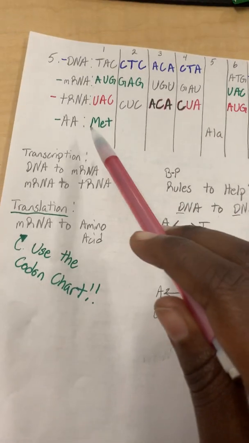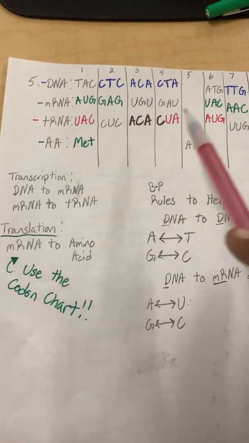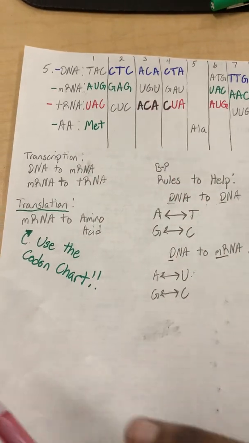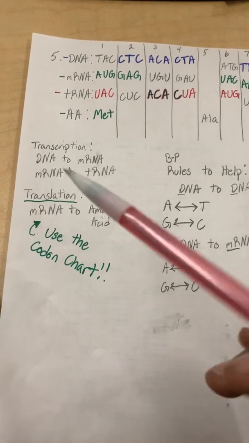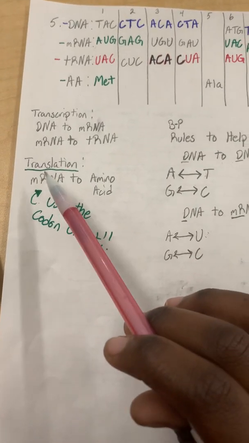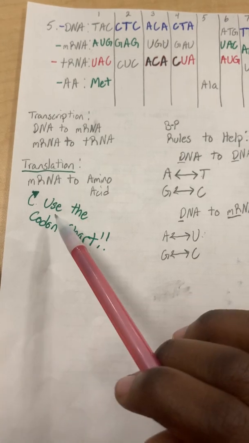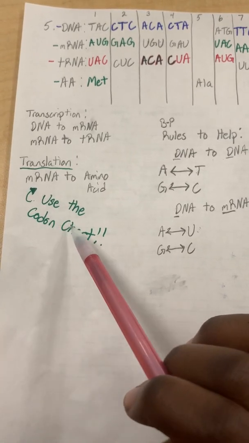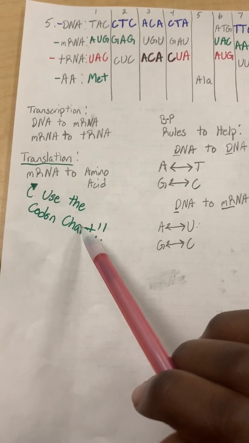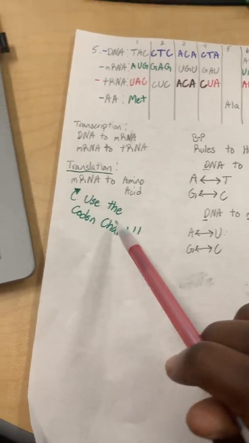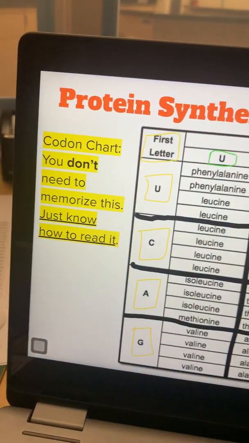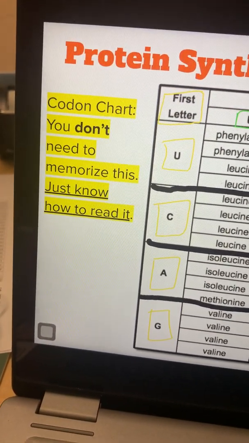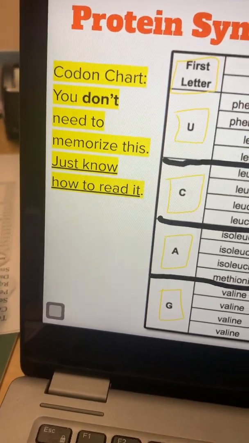Before we start talking about amino acids, the first thing we have to remember is what we're going to be working with. In order to figure out what the amino acids are, you must use a codon chart. The important thing I want to point out is this, from your notes: you do not need to memorize this chart. You just have to know how to read the chart.